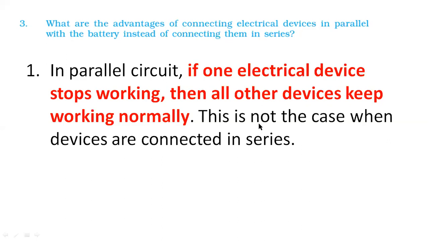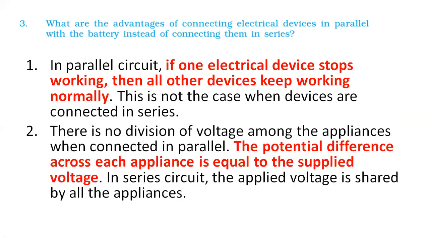But in series, this is not the case. If one device stops, all the devices stop. Okay? So in a series circuit, if one device stops, if it is not working, all other devices will stop working. Okay? That is the first difference. What about the second difference?